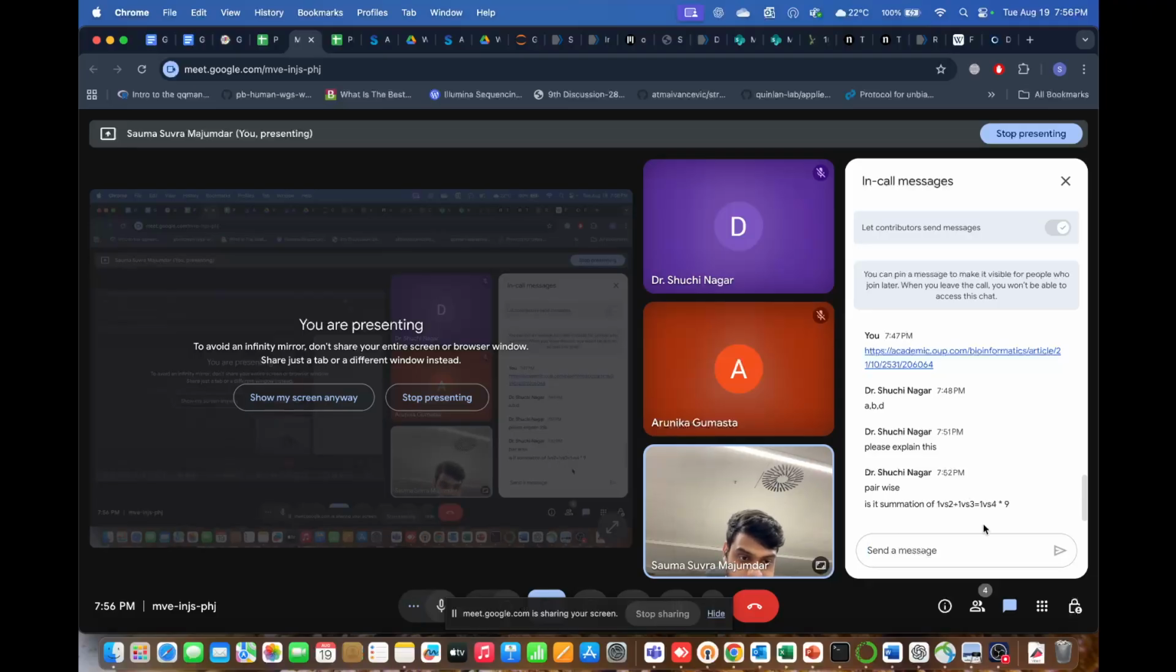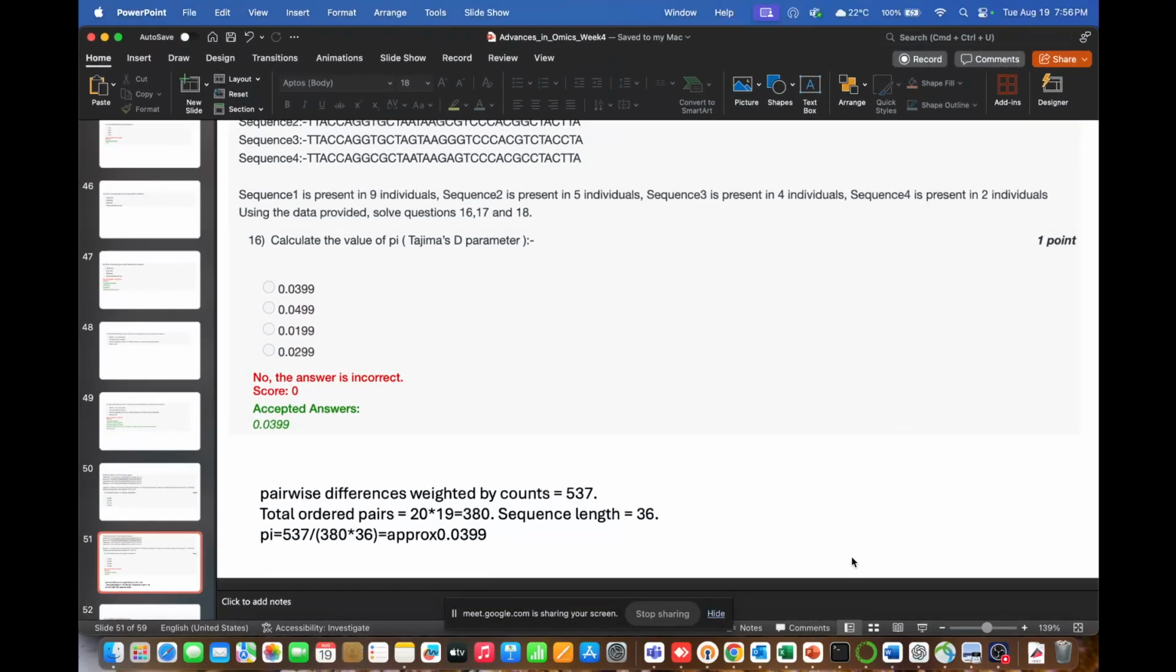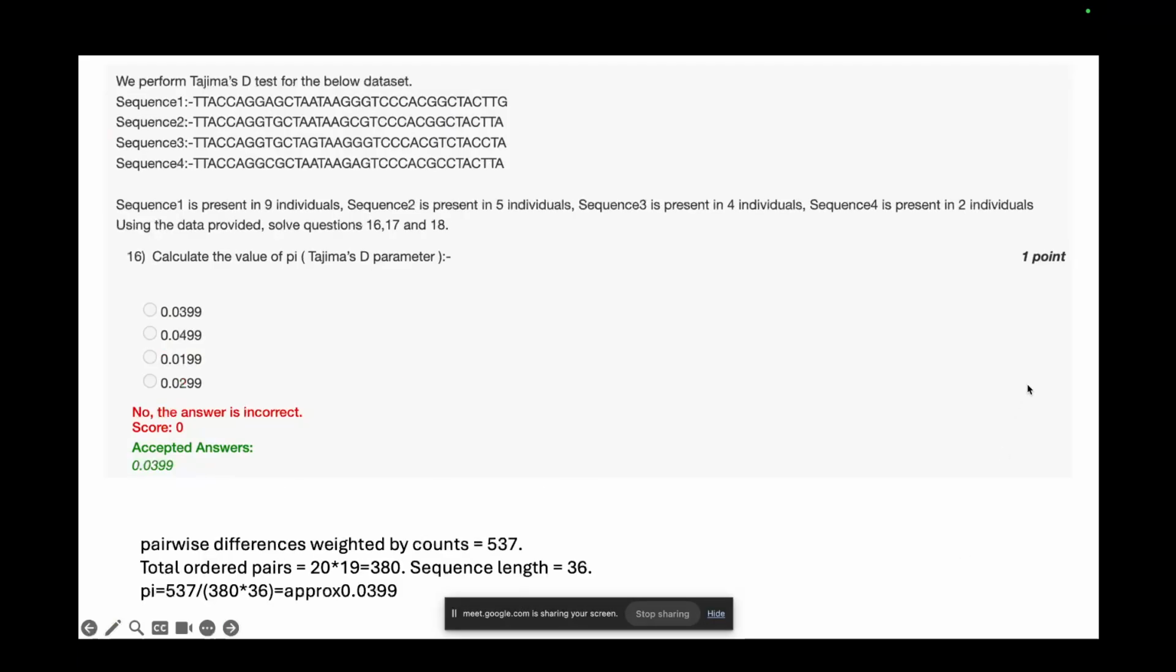Yeah, that is correct. Pairwise, you need to calculate and then weigh it by the total number of individuals. 1 versus 2 plus 1 versus 3 plus 1 versus 4, times 9. Correct. This is just a tedious thing to do, but it's not that difficult.